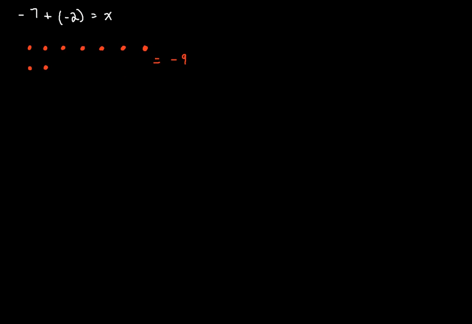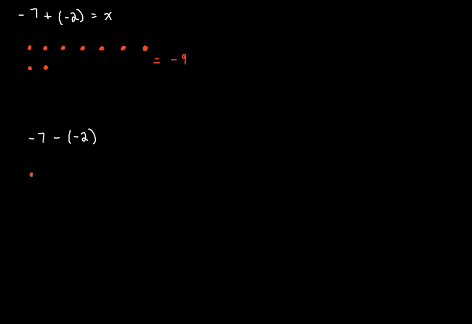But let's say that instead of trying to add things together, we're trying to subtract two numbers, and in particular, a negative number. So instead of -7 plus -2, let's do -7 minus -2. I'm still going to represent this first -7 as the -7 dots.